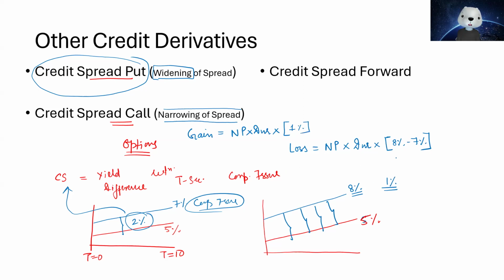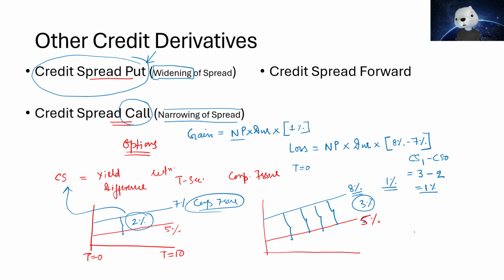All right, so this is the whole and soul of how a credit spread put and a credit spread call are priced. The basic math is very simple. You just need to understand the notional principal or the face value being given, multiply it with the duration of the asset under consideration, and multiply it by the credit spread difference. The credit spread at time t equals zero, CS0, was in our case 2%, which further widened to 3%, thereby CS1 minus CS0 being 3 minus 2, or 1%. That's the loss an investor would suffer whenever the credit spread widens, and hence he naturally buys a put option to compensate for the loss.